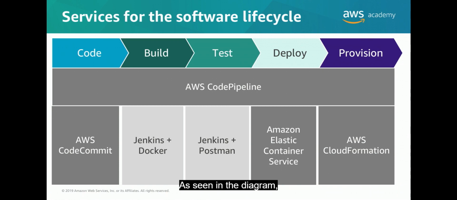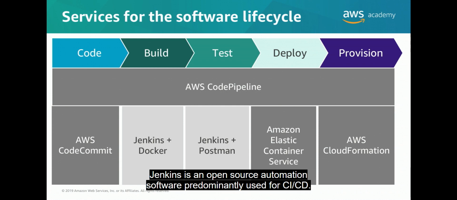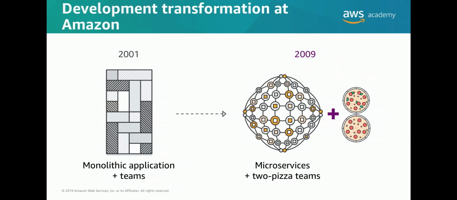As seen in the diagram, Jenkins is an open-source automation software predominantly used for CI/CD. The Postman application is a convenient tool for testing a REST-based API.